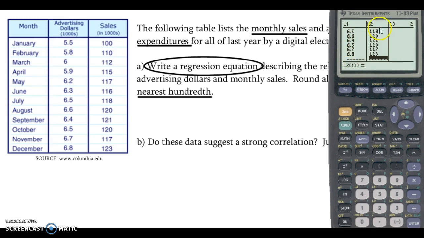Alright, and you can see that I've put all my data into the calculator. I went up to the 12th month, which is December, and I can tell that I've done that because the next line says L2(13). This would be the 13th number in the list, and it's obviously blank.